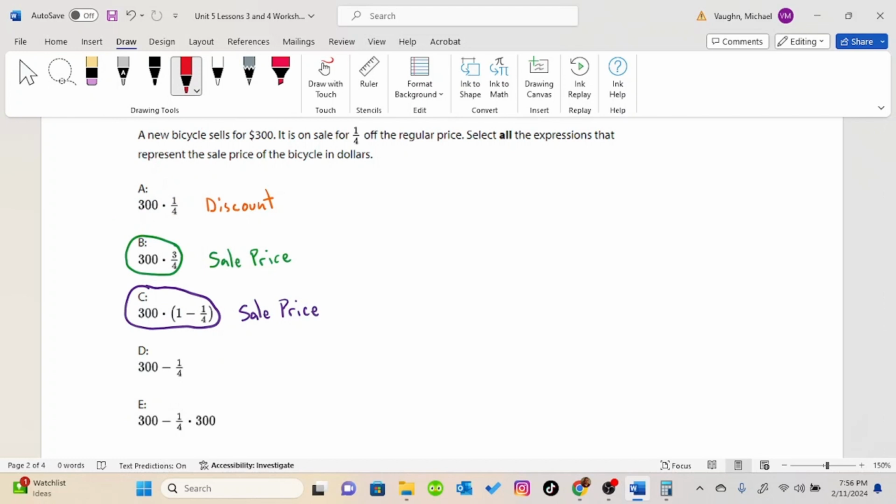In D, we have 300 minus 1/4. This is wrong because it is subtracting 1/4 instead of multiplying by 1/4 to give us the discount. So D would not give us anything. This represents nothing. It is not a correct representation of any portion of this word problem.